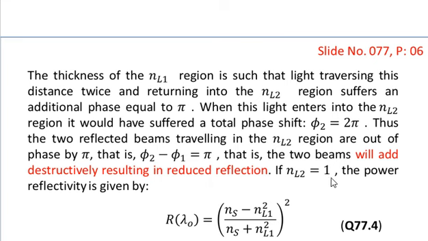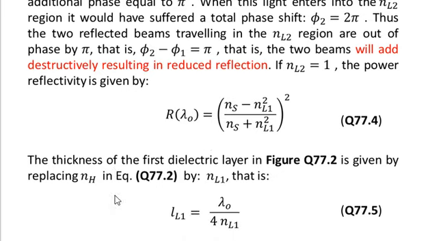If NL2 is equal to 1, the power reflectivity is given by the formula R of lambda naught is equal to the square of (ns minus NL1 square) divided by (ns plus NL1 square).